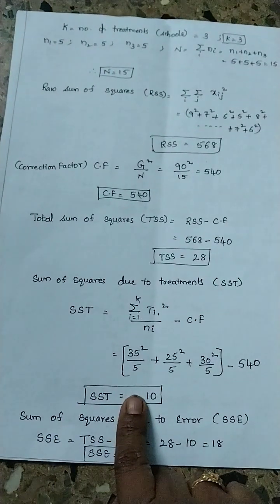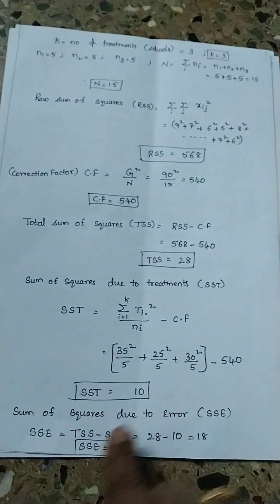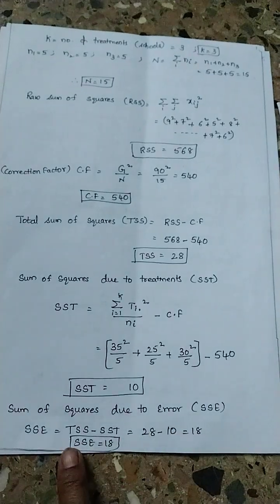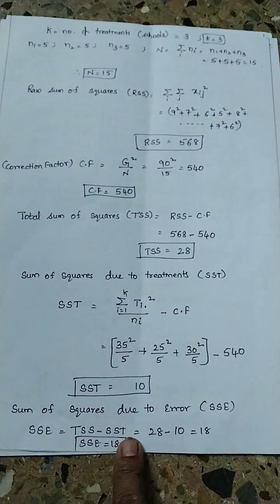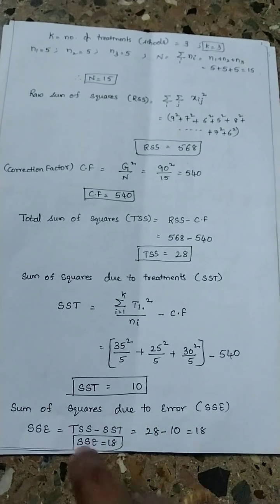Now here you got the sum of squares due to treatments. Now we are going to find out the sum of squares due to error. The formula is SSE is equal to TSS minus SST. Total sum of squares minus sum of squares due to treatments. You got SSE as 18.